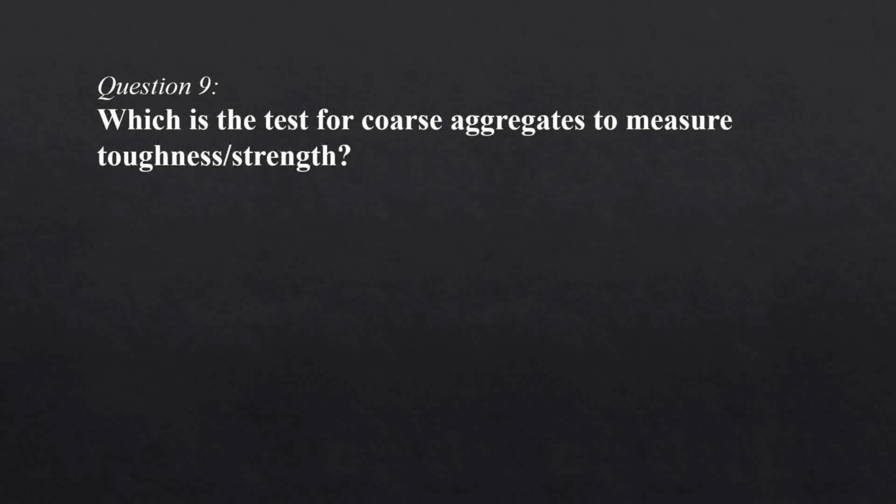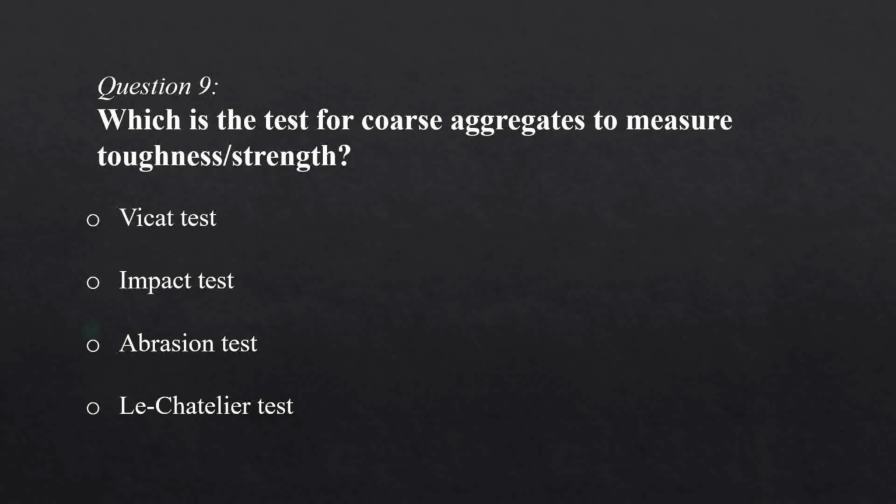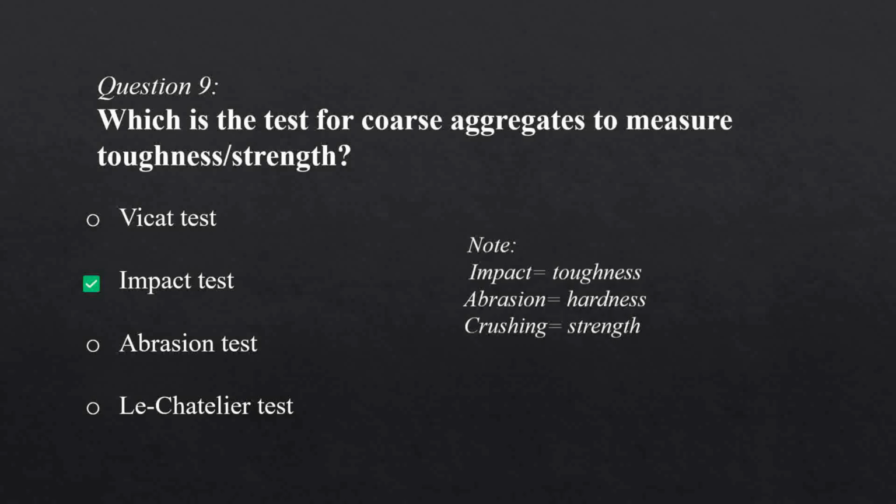Similarly, which is the test for coarse aggregate to measure the toughness or strength? The correct answer is impact test. Impact test is used to determine the toughness, whereas abrasion test is used to measure the hardness, and the crushing test is used to measure the strength of aggregate.